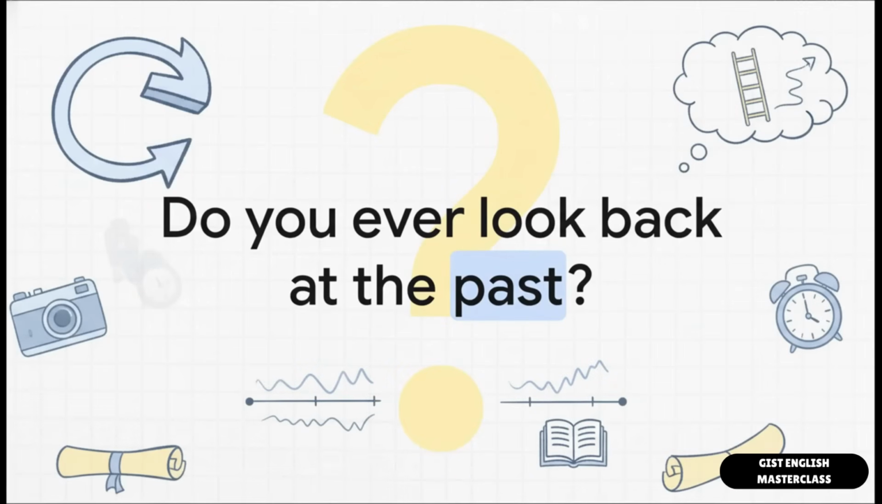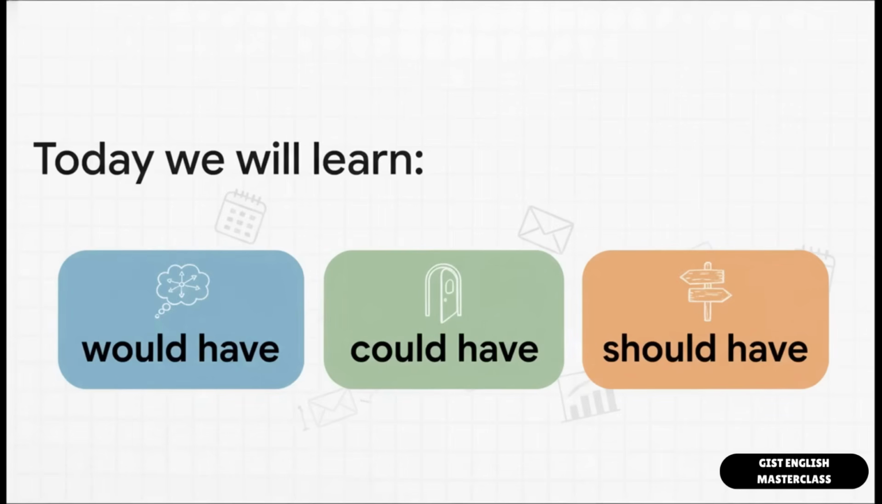So, let me ask you a question. Do you ever look back at the past, thinking about things you did, or maybe things you didn't do? Of course, right? We all do it. And today, we're going to learn the perfect English to talk about those exact moments. So today, we're going to master would have, could have, and should have.